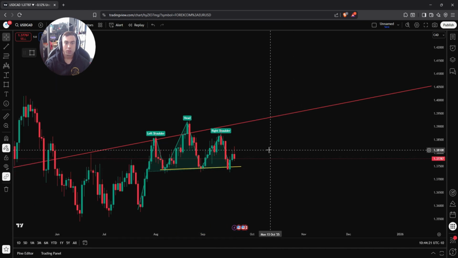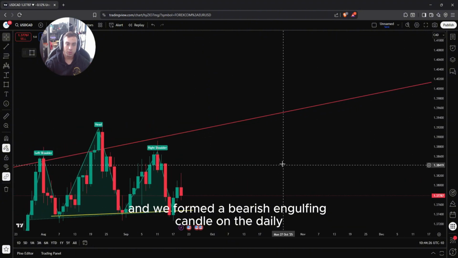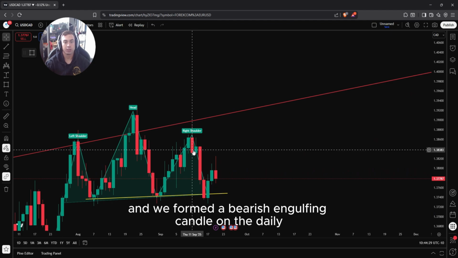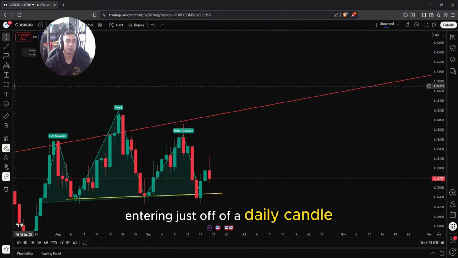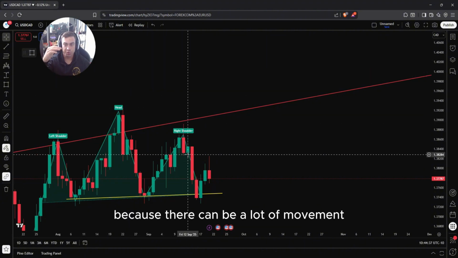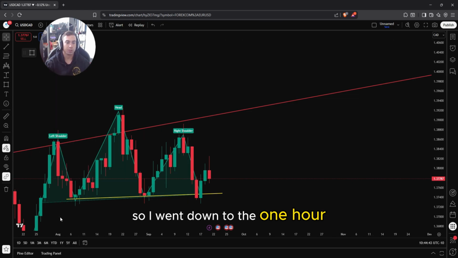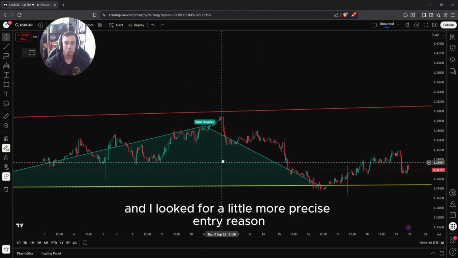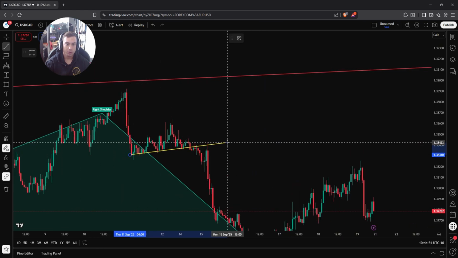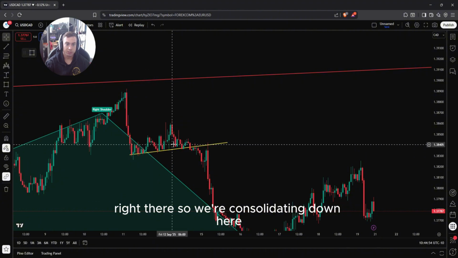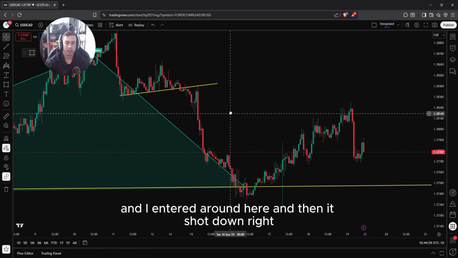Just like that. So I noticed how we were at the right shoulder and we formed a bearish engulfing candle on the daily, right? So for me, entering just off of a daily candle can be a little iffy because there can be a lot of movement before we actually get that move down. So I went down to the 1 hour and I looked for a little more precise entry reason, and I found it just in this little consolidation down here, right there. So we were consolidating down here with this little trend line, broke the trend line, and I entered around here, and then it shot down, right?